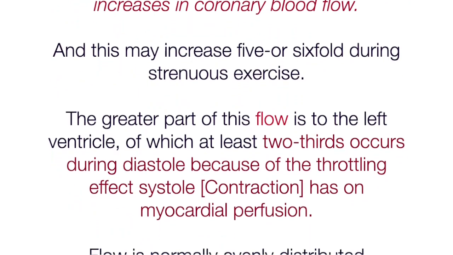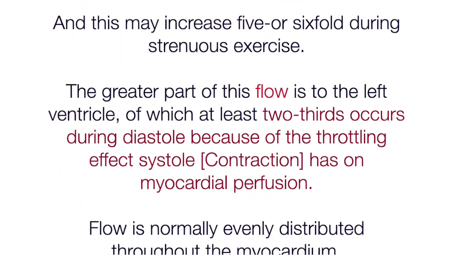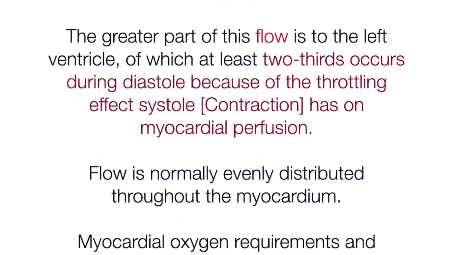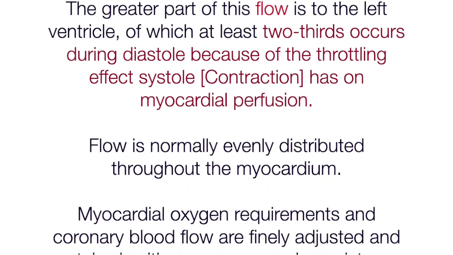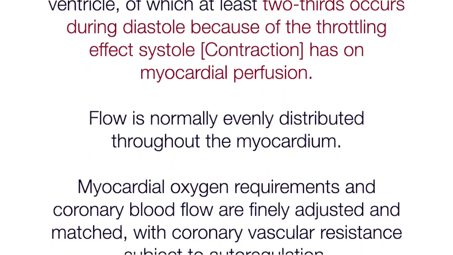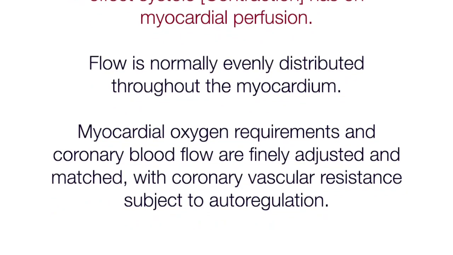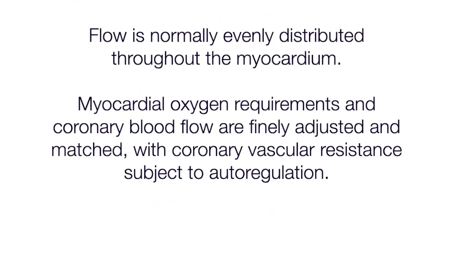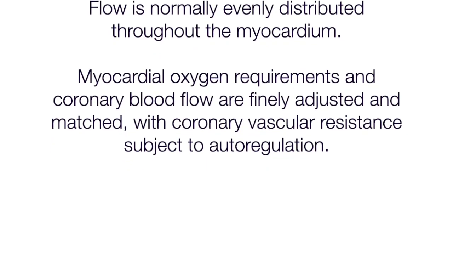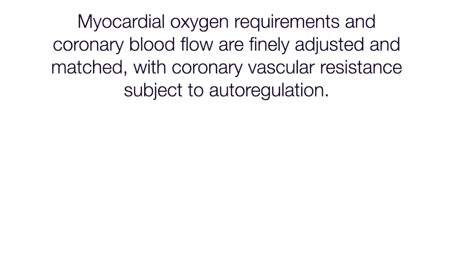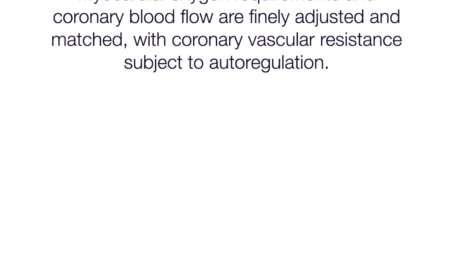The greater part of this flow is to the left ventricle, of which at least 2/3 occurs during diastole because of the throttling effect that systole, that is, contraction, has on myocardial perfusion. Flow is normally evenly distributed throughout the myocardium. Myocardial oxygen requirements and coronary blood flow are finely adjusted and matched with coronary vascular resistance subject to auto-regulation.